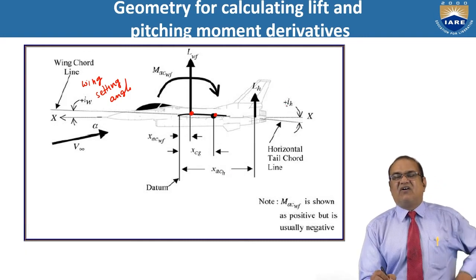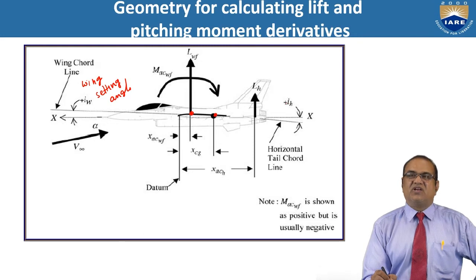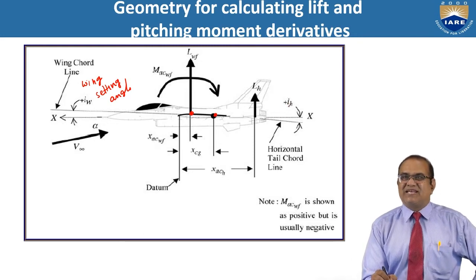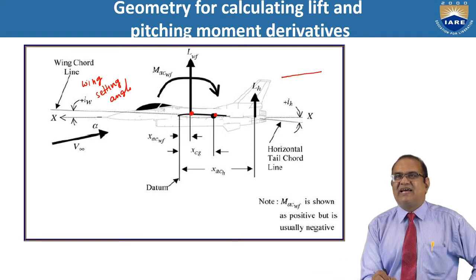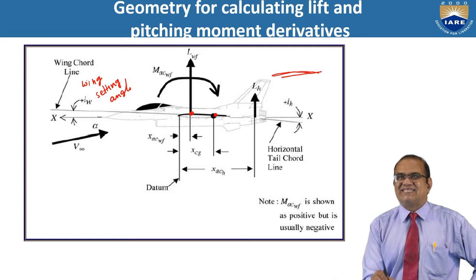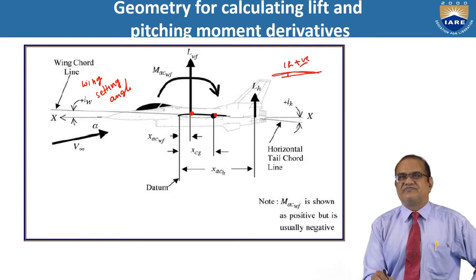The setting angle of your horizontal tail is plus iH, means nose is upward. If you see here clearly, this is the horizontal. So this thing is set like this. So this is called iH positive.